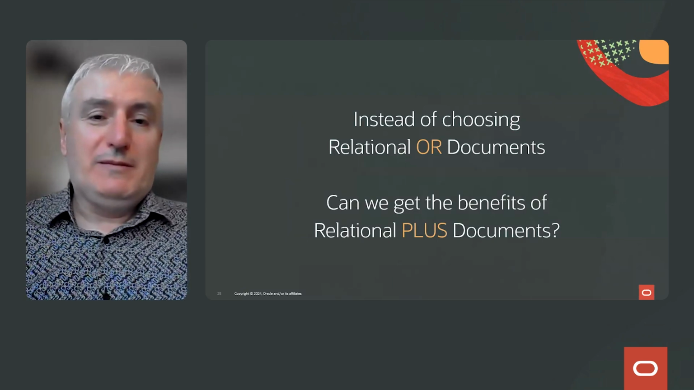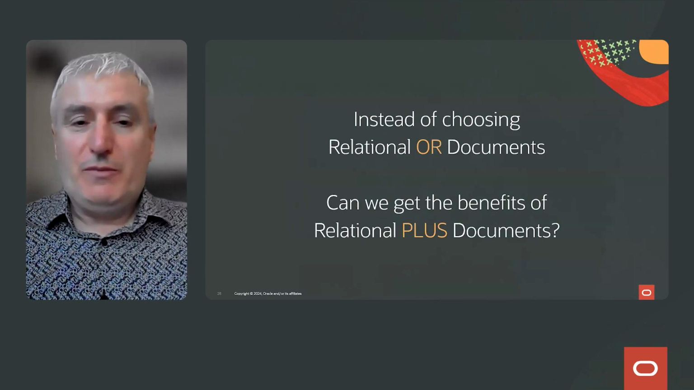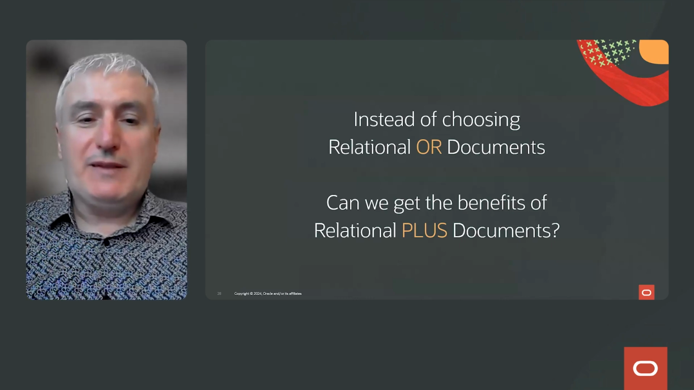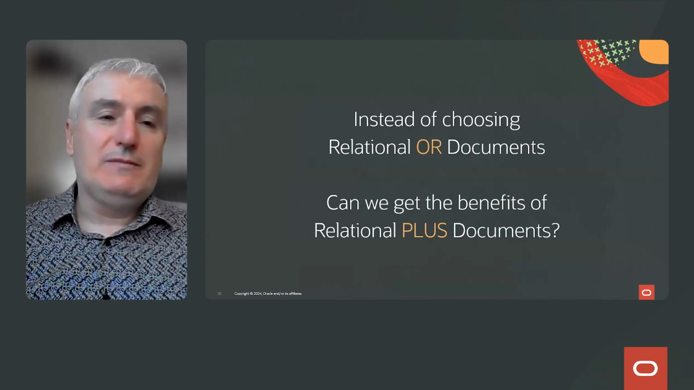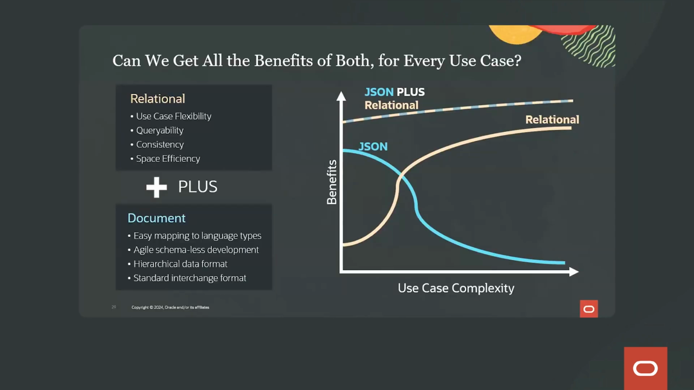What would we mean by better? We don't want to choose relational or document. Why can't we get the benefits of relational plus document? Let's look at what those benefits are. For relational, we have the use case flexibility, the queryability, consistency, and space efficiency. If we think of documents, the benefits are the easy mappings to language types, the agile schemaless development, the hierarchical data format, and the standard interchange format. Can we get the benefits of both? And meaning for every use case, not just for the simple, but for the complex use cases?